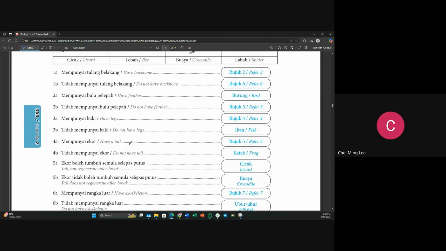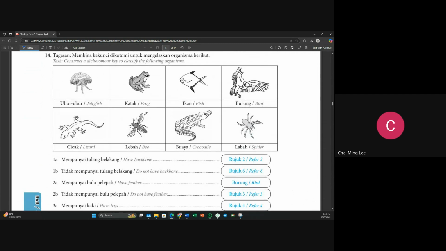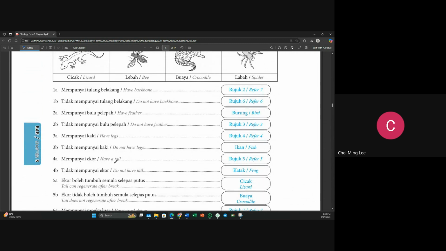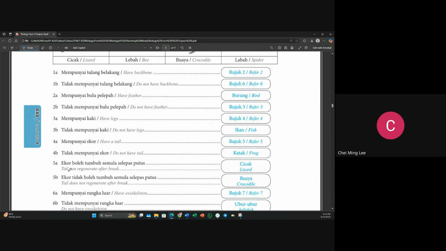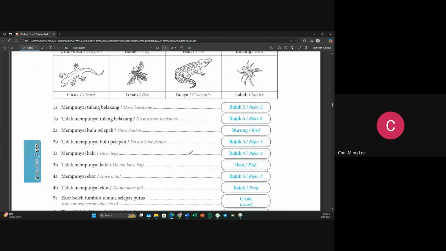Number 4 says have tail, do not have tail. Do not have tail is a frog. Then have a tail, we refer to 5. Number 5 is whether the tail can regenerate or cannot regenerate. Only those with backbone are left, this one and this one. This one can regenerate, so lizard. This one cannot, so crocodile.